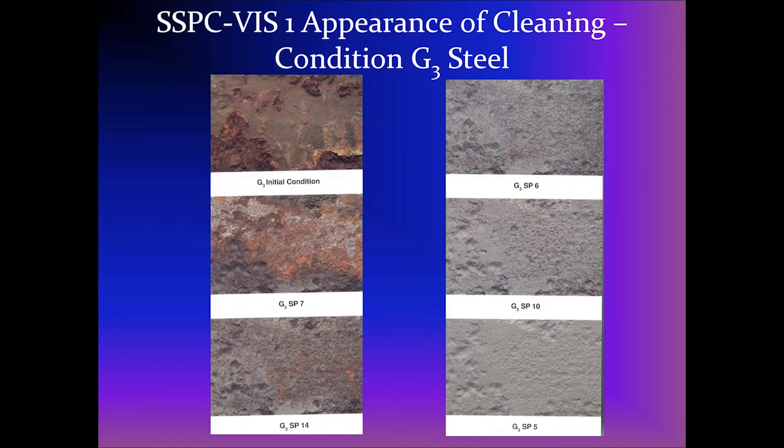And now here's a badly rusted initial condition. On the top left, you've got SP7 brush-off blast. Beneath that, SP14; you see most all the paint is now removed. The gray is substrate, although there are traces of actual paint remaining as well as staining. In the right-hand column, you've got commercial blast, then near white and white.